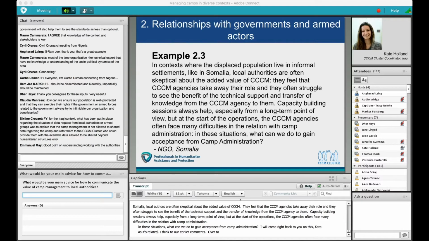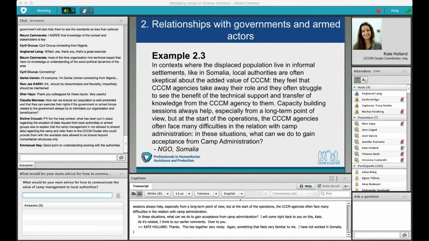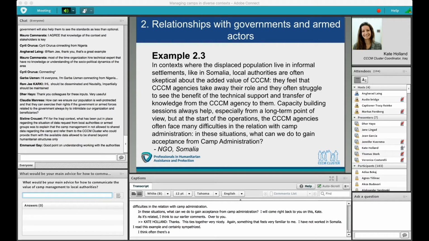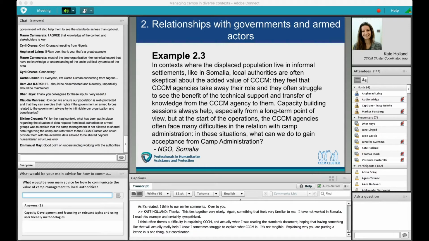Thanks. Yeah, this is tied together very nicely, I think. Again, something that certainly feels very familiar to me. I've not worked in Somalia, but I read this example and certainly sympathized. I think often there's a difficulty in explaining CCCM. And actually, when I was reading the standards document, I was hoping that having something like that will really help. I know I sometimes struggle to explain what CCCM is. It's not tangible. Explaining why you're putting a latrine in is one thing, but coordination is sometimes seen both as undermining and also as unnecessary if someone doesn't understand the benefit of it.